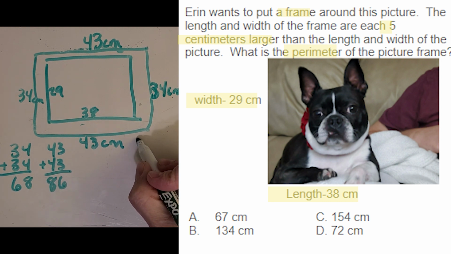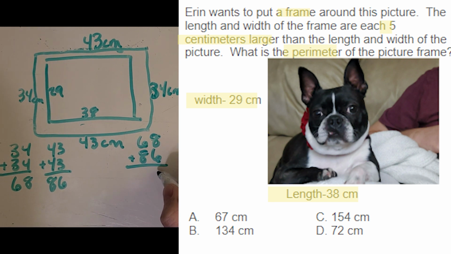Yep, you got it. We got to add those up. Okay, 8 plus 6 is 14. And 8 plus 6 over here is also 14. Plus the 1 is 15. So that means I've got 154 centimeters. Okay, and which answer choice are we going to go with? You got it, C. Great job.